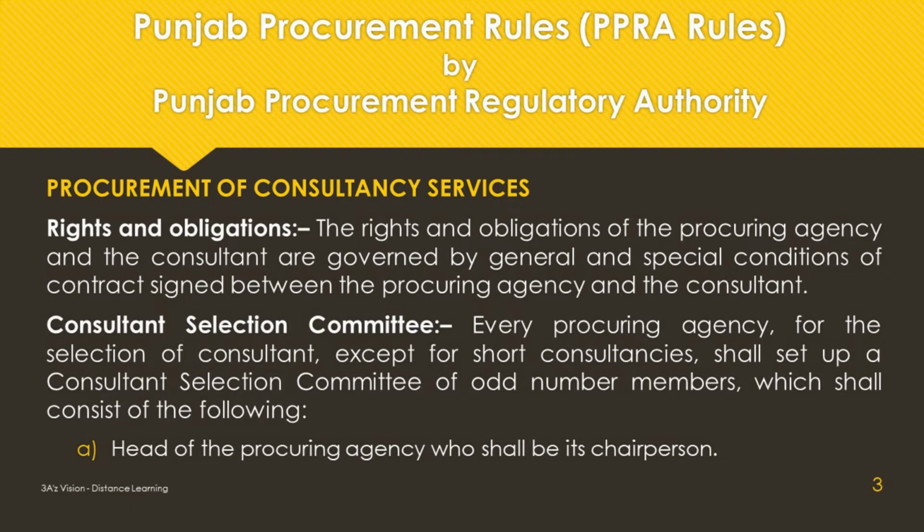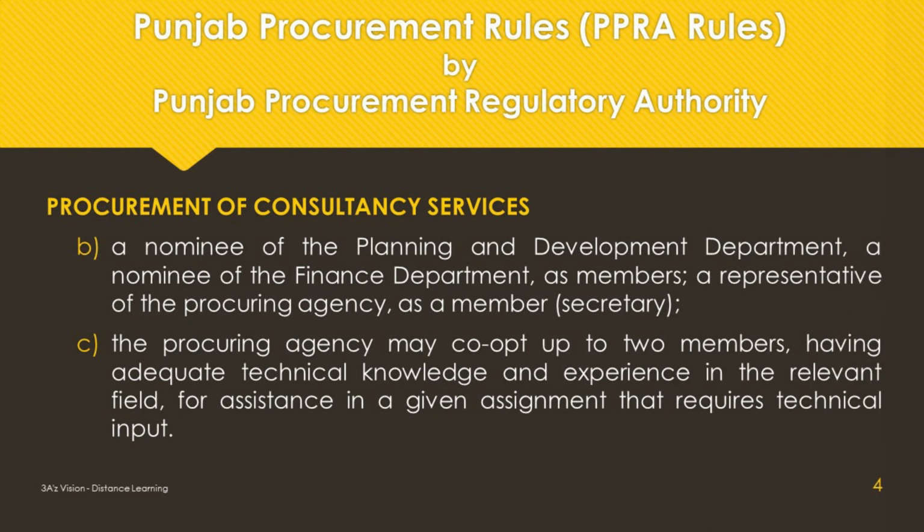Consultant Selection Committee. Every procuring agency, for the selection of consultant, except for short consultancies, shall set up a consultant selection committee of odd number members, which shall consist of the head of the procuring agency who shall be its chairperson, a nominee of the Planning and Development Department, a nominee of the Finance Department, as members, and a representative of the procuring agency, as a member secretary. The procuring agency may co-opt up to 2 members, having adequate technical knowledge and experience in the relevant field, for assistance in a given assignment that requires technical input.